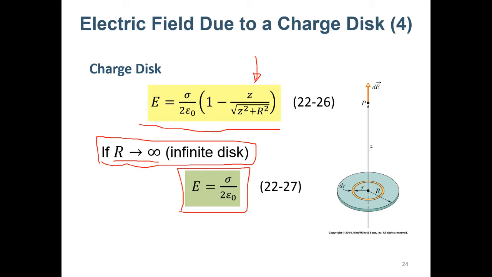So actually, the point here is that if R tends to infinity, it means that the disk becomes infinitely large, and then this E will become a constant. It has nothing to do with z. Very, very strange. So it is only related to how much charge is on the disk, or the charge density on the disk. And epsilon 0 is a constant, 8.85 times 10 to the minus 12. So this is a constant with regard to the space, to the z-axis.